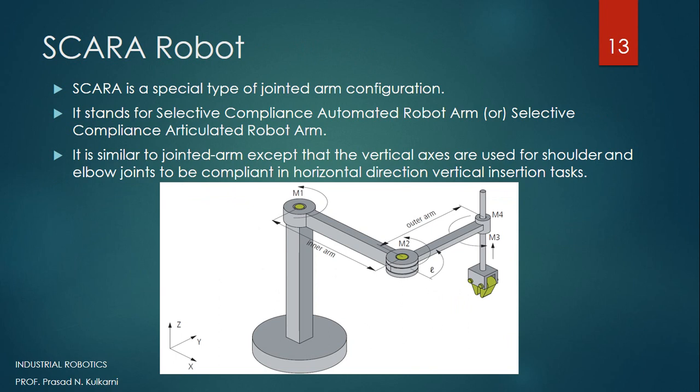And in the jointed arm there is one robot called SCARA. In the figure you can see this rod, the pivot, and the angular arms, giving angular motions also. It's a special type of jointed arm configuration. What does SCARA stand for? It stands for Selective Compliance Automated Robot Arm, or Selective Compliance Articulated Robot Arm. It is similar to jointed arm except that the vertical axes are used for shoulder and elbow joints to be complemented in horizontal direction, for vertical insertion tasks.